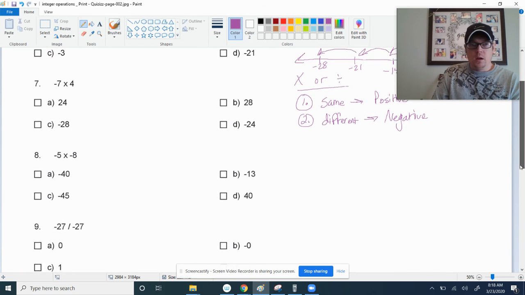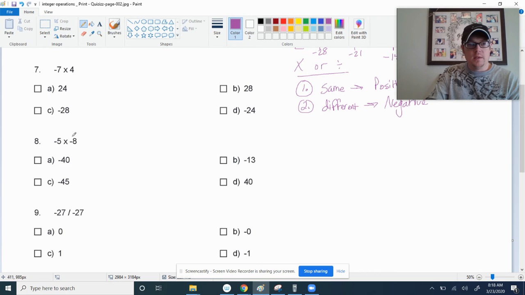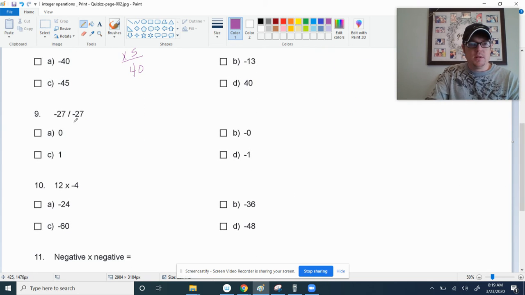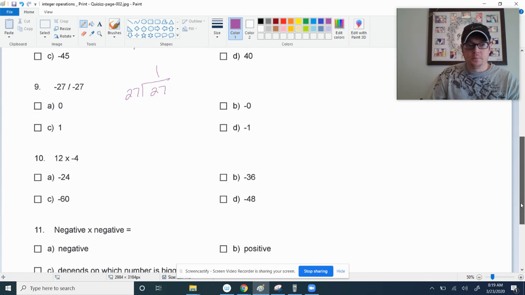All right. Number 8, the signs are the same. Negative times a negative. So we're still just going to do 8 times 5, as we always would, and get 40. And since the signs are the same, it will be positive. So it would be D. And then the little slash mark just means division. So here you're thinking, okay, how many times will 27 go into itself? And that's once. And since the signs are the same, it's going to be positive. So positive 1. That would be C on number 9.